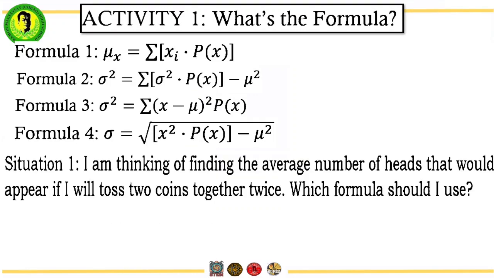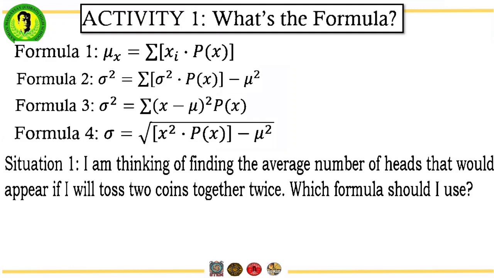So what is the situation? Situation 1, I am thinking of finding the average number of heads that would appear if I will toss 2 coins together twice. So which formula should I use? Kindly pause the video and try to answer on your own.